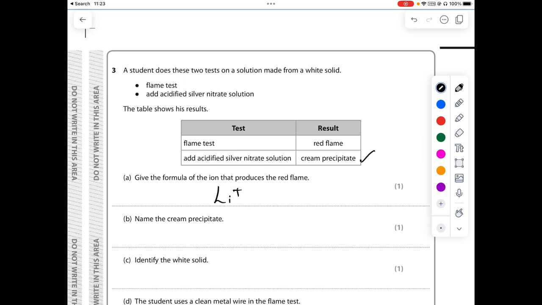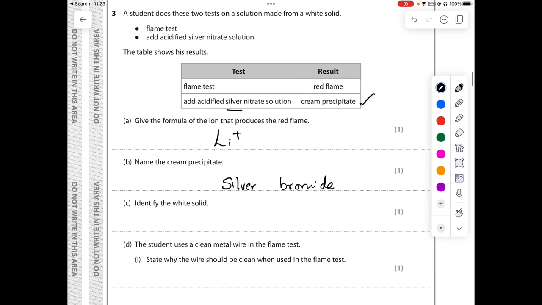Name the cream precipitate. Cream precipitate is nothing but what? Silver bromide. These are certain colors, you need to memorize them. Identify the solid. Now, because it is emitting lithium and it is silver bromide, the combination will be nothing but what? Lithium bromide.